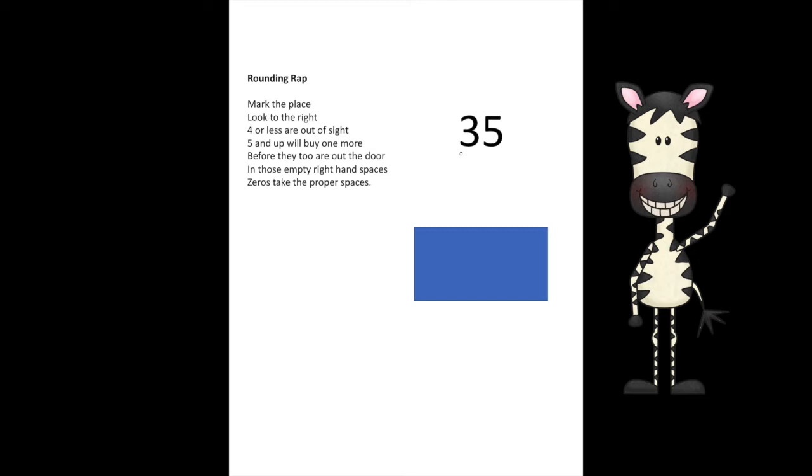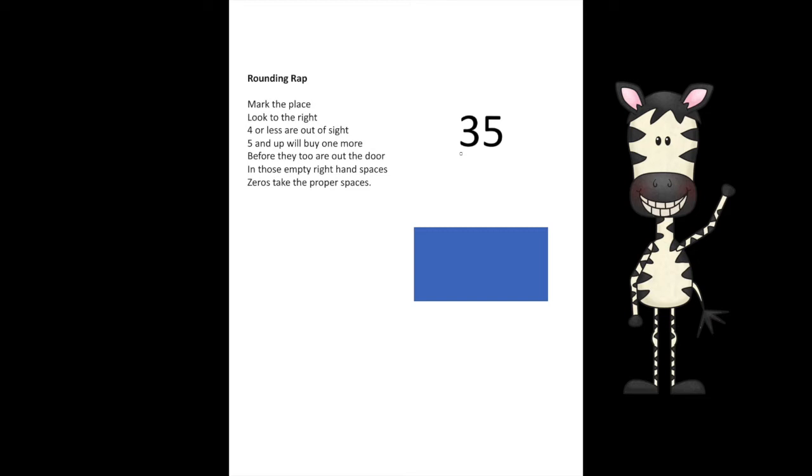Mark the place, look to the right. 4 or less are out of sight. 5 and up will buy one more before they too are out the door. In those empty right-hand spaces, zeros take the proper spaces.